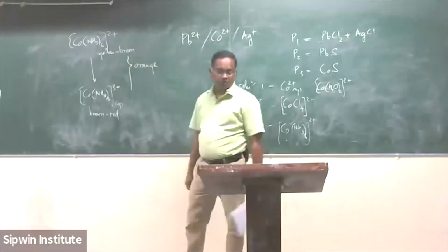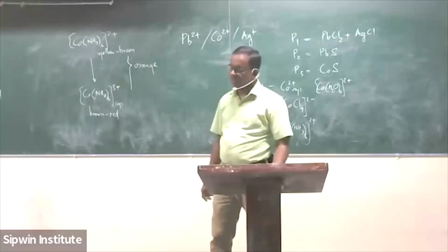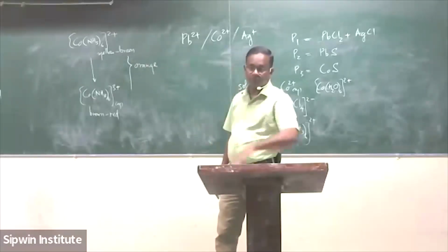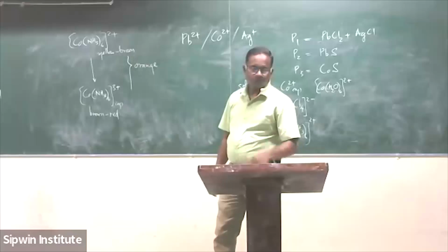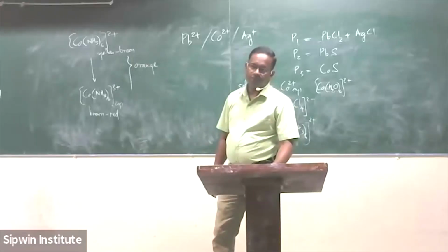Copper 2 plus with concentrated HCl gives CuCl4 2 minus, copper, right? Yellow color. Then the pale blue or blue color turns into yellow.